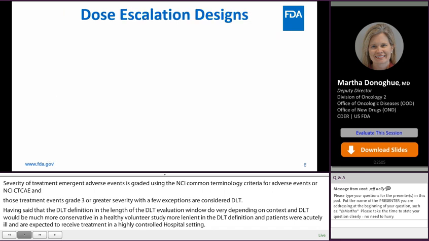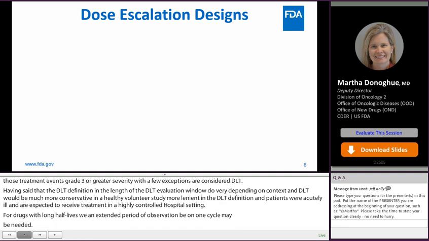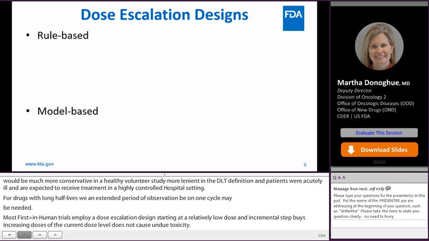Most first-in-human trials employ a dose escalation design starting at a relatively low dose with incremental stepwise increases in doses if the current dose level does not cause undue toxicity. There are two basic types of approaches to dose escalation: a rule or algorithm-based approach, or model-based approaches. The 3+3 design is the most common, simplest, and traditional approach.